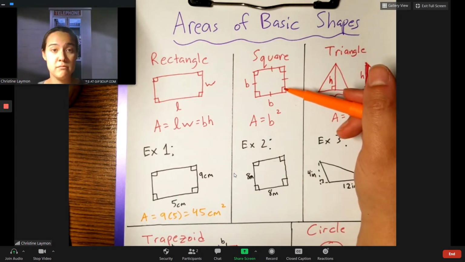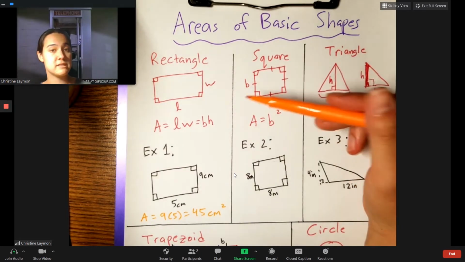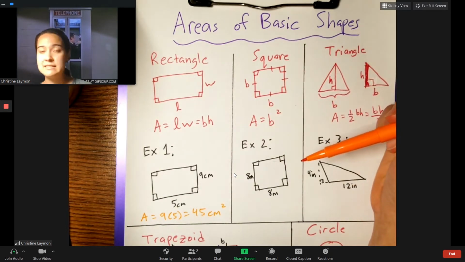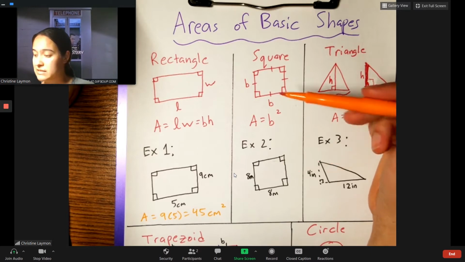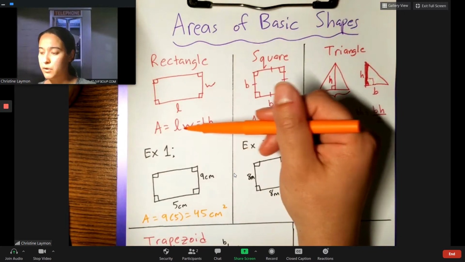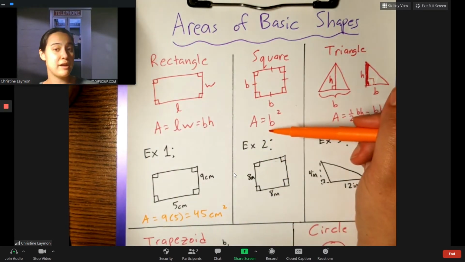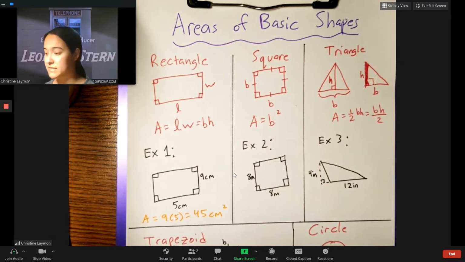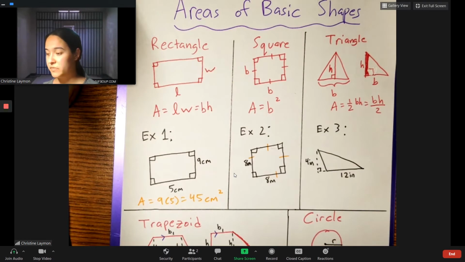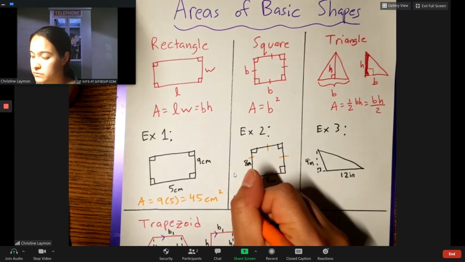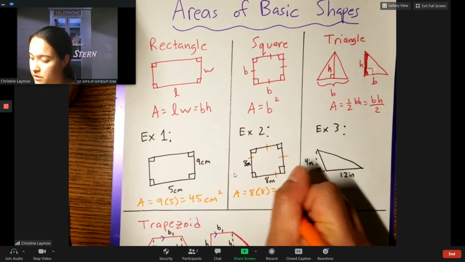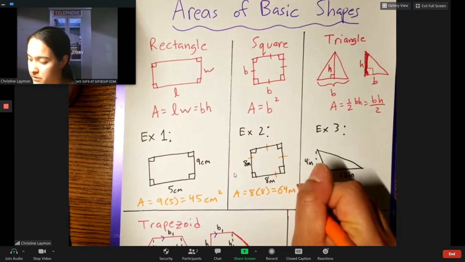In our square, and again, a square is a combination of a rectangle and a rhombus, 4 right angles and 4 congruent sides. Instead of thinking of it as length times width, it's the same side twice. Or if I do want to use length and width, think about them as both having a length of b, so b squared. In this example down below, let's add the markings, assuming we do have a square. I see 8s on both sides, so my area is 8 times 8, which is 64 meters squared.